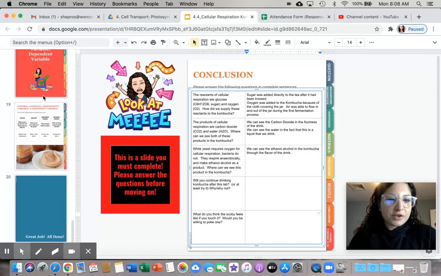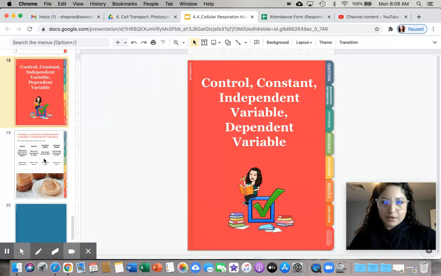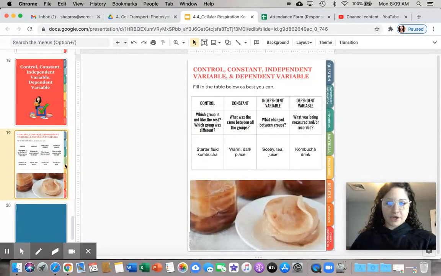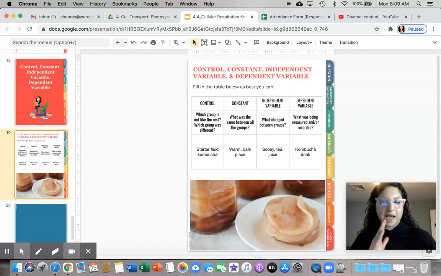And then we're going to finish up with our experimental variables over here. So let's take a look. The control for this lab would be the starter fluid of the kombucha. So the kombucha I made from my last brew of it. That's the starter fluid, that little bit that I added in at the end. For the constant, what was kept the same between all groups? So basically, the kombucha is being kept in a warm and dark place, like the closet that I showed you.